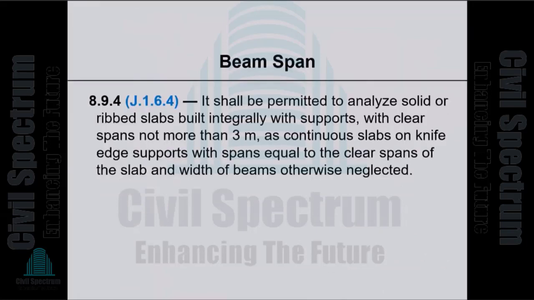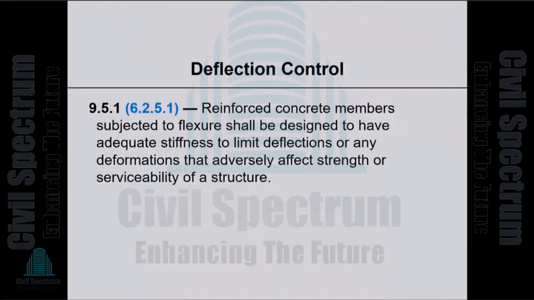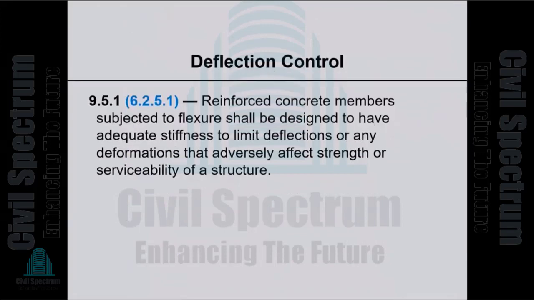It shall be permitted to analyze solid or ribbed slabs built integrally with supports, with clear spans no more than 3 meters, as continuous slabs on knife edge supports with spans equal to the clear spans of the slab and width of beams otherwise neglected. You may have to read it twice, and this is a very specific thing that I don't want to spend time on. It is totally understandable if you read it.